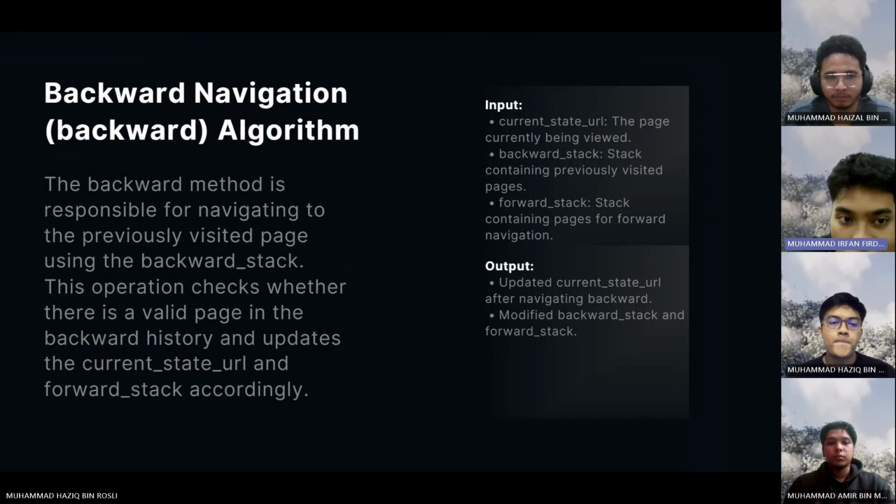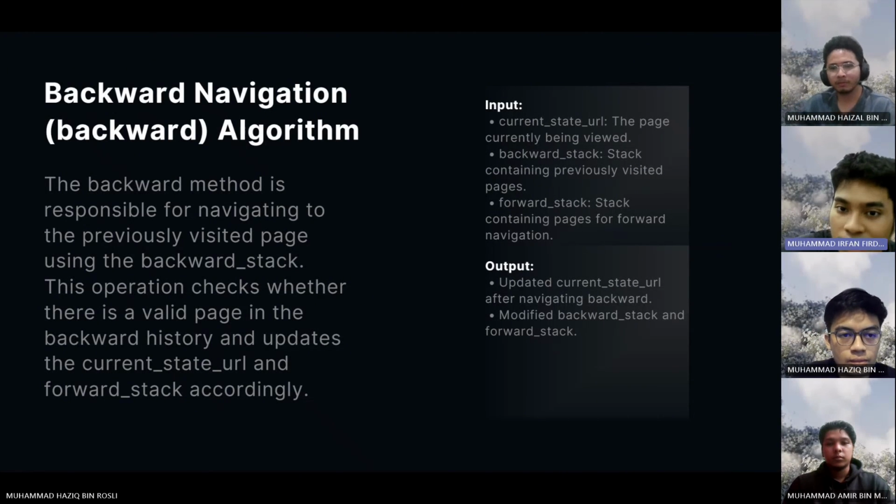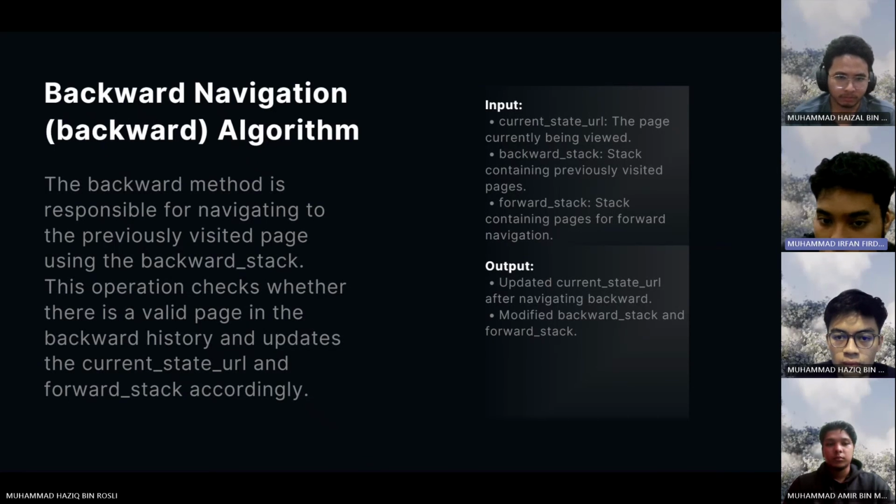Right, so here is the backward navigation algorithm. As you can see, we have 3 inputs, that is current state URL, backward stack, and forward stack. And as for the output, we have the current state URL after navigating backward and the modified backward stack and forward stack.